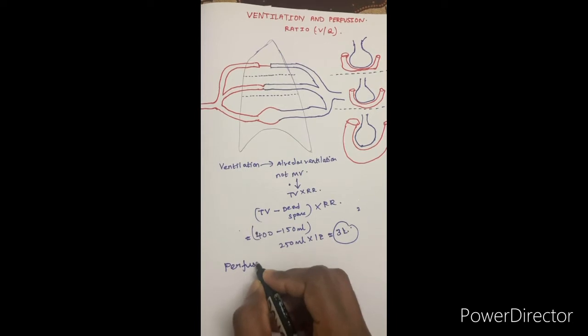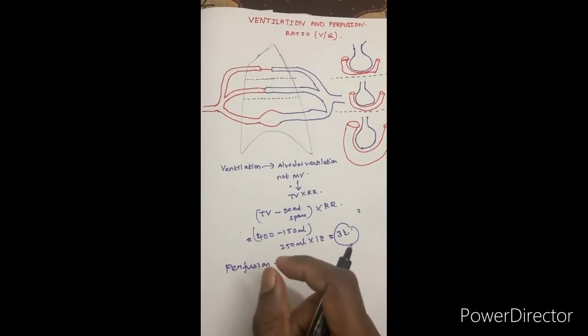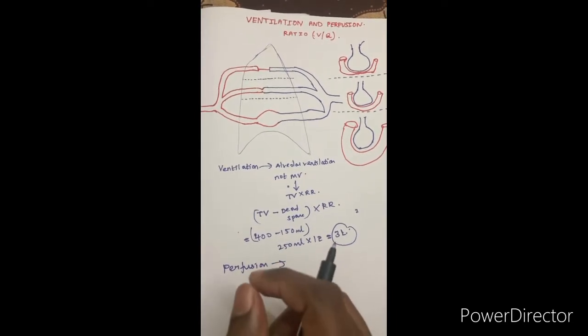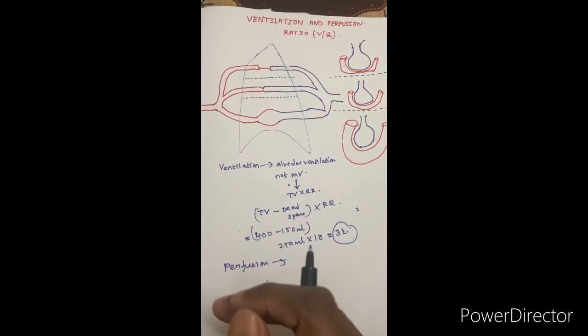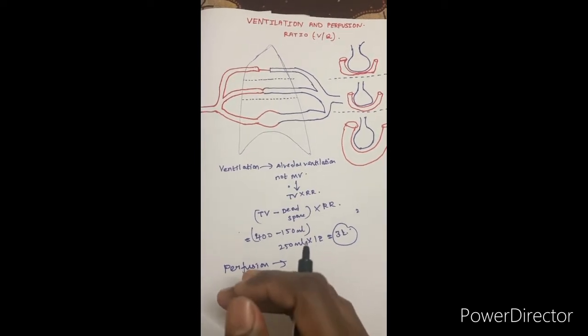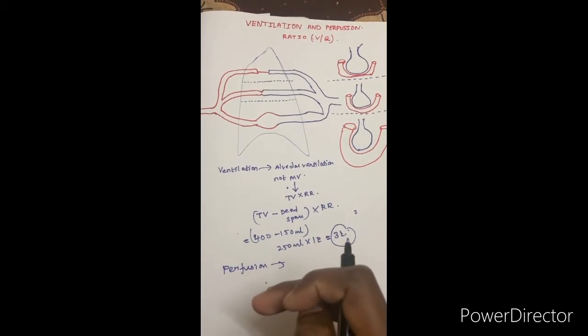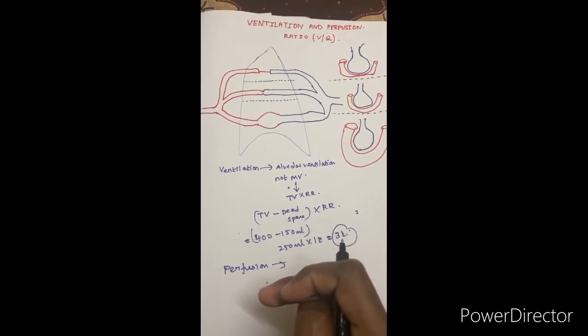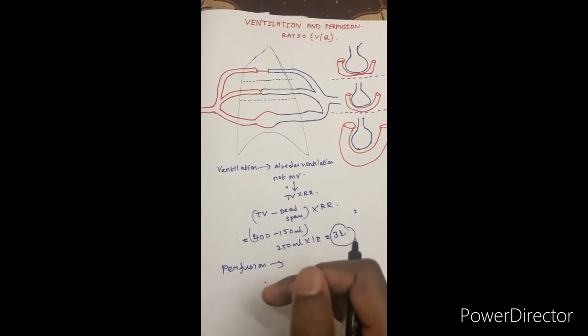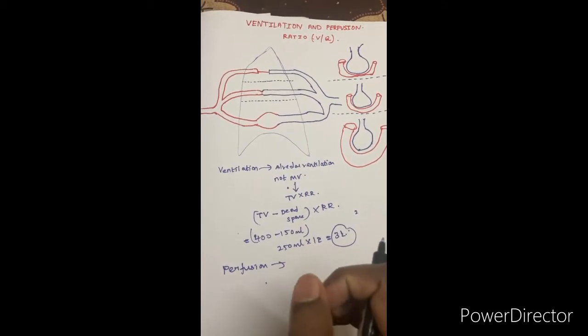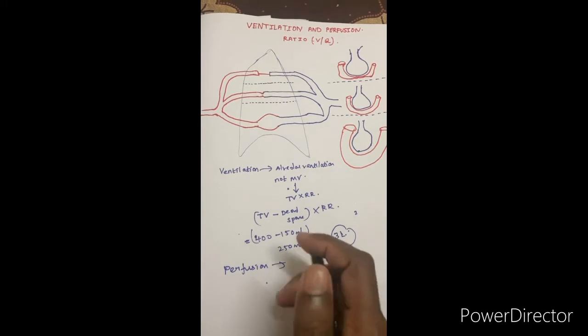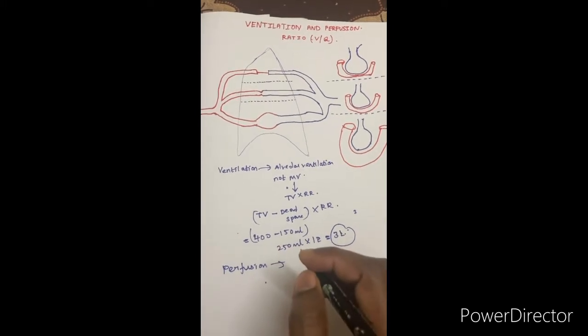Perfusion is nothing but your blood flow through the segment of that alveoli. So we are describing the different West zones. West was the one who conducted a radio-labeled study in a dog and found out the different zones of ventilation and perfusion in the lungs of that dog. So that perfusion part we will be discussing today.